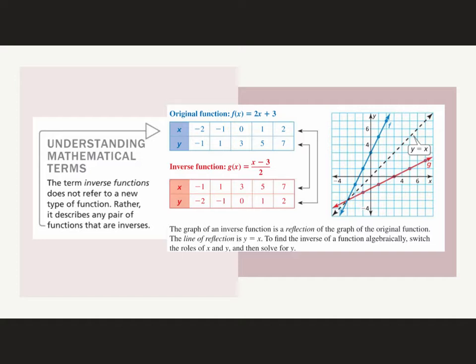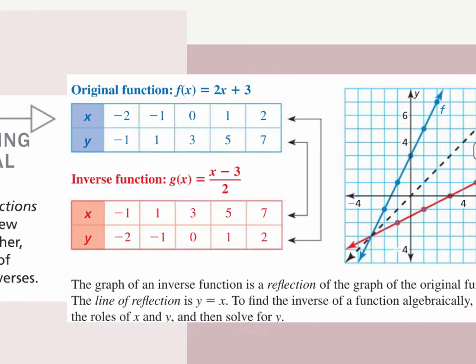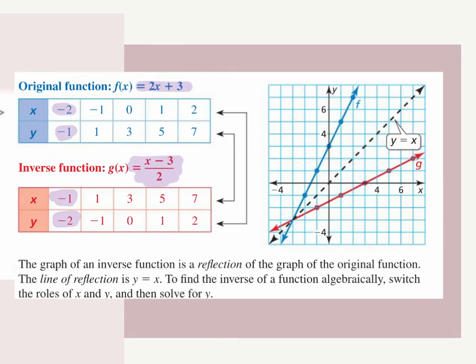So if we look at these two charts here, we have our original function 2x plus 3. Our inverse has the opposite operations happening to it, and also our x's and y's flip. So if we notice, we go from x is negative 2 and y is negative 1 to x being negative 1 and y is negative 2. So all of our x and y values just flip. So our graph also flips on the x is equal to y axis, so here. So our graph just flips along this axis.